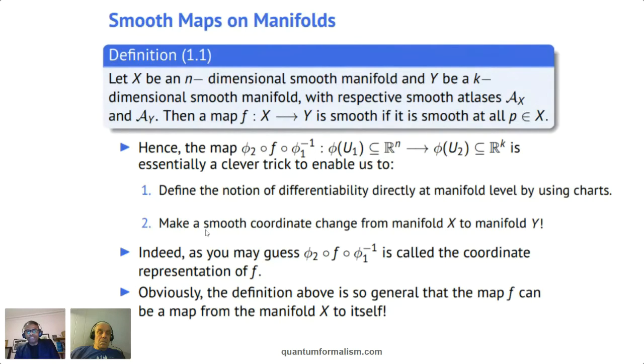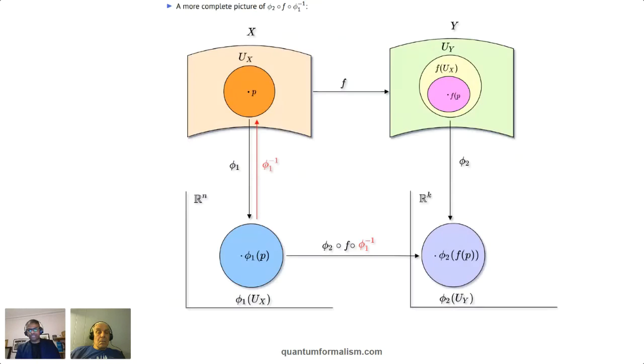And also, in a nutshell, it enables us to make a smooth coordinate change from one manifold to the other, right? Just like the diagram is showcasing here, we are here, and then we have the possibility to change and use a coordinate representation of that point on this manifold.